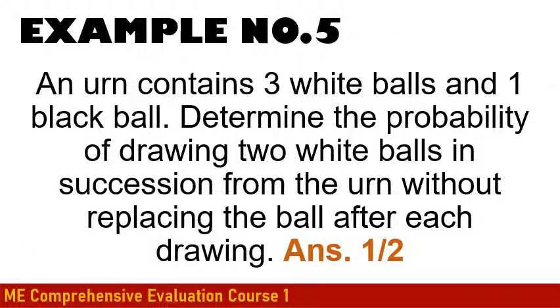Let us have an example of why it is called conditional probability. An urn contains 3 white balls and 1 black ball. Determine the probability of drawing 2 white balls in succession from the urn without replacing the ball after each drawing. If you examine this, it belongs to conditional probability because when you draw the succeeding ball for the second attempt, for example, it would already be affected by the drawing of the first ball, because here we do not replace the ball, meaning the total possible outcomes would be lessened. That is why it is a conditional probability, or the effect of doing the first event on the second event.